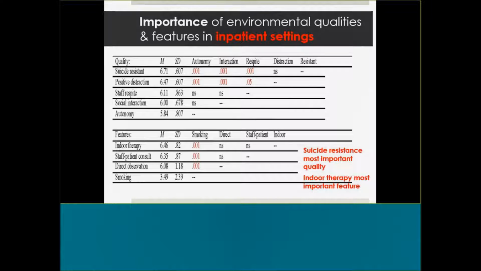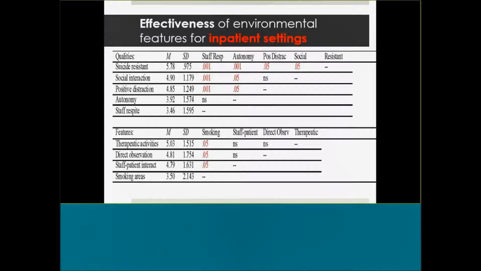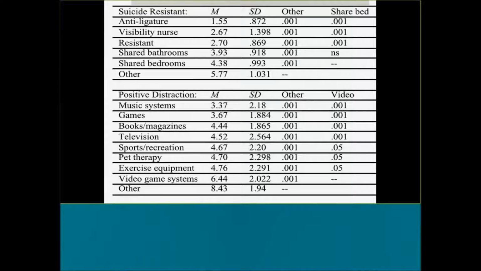Then we looked at inpatient settings. Even though suicide resistance was considered an issue but not critical for inclusion, this particular population thought it was critical to keep talking about it. Then we looked to see how effective things were. Some things, like here it says, most facilities are very suicide resistant, but they provided no staff respite. We just needed the data for that.